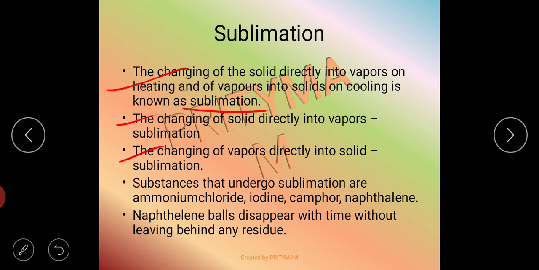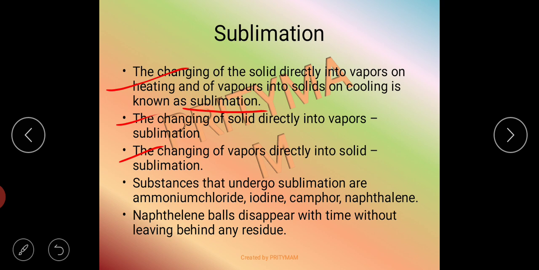Some examples: ammonium chloride undergoes sublimation. When ammonium chloride is heated, it directly changes into ammonium chloride vapors without passing through the liquid state. And when hot ammonium chloride vapor is cooled, it directly changes into solid ammonium chloride without passing through the liquid state.